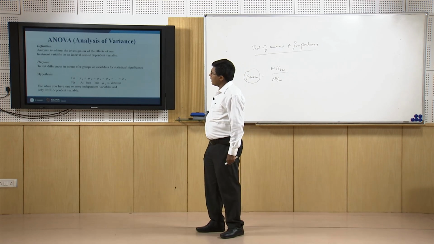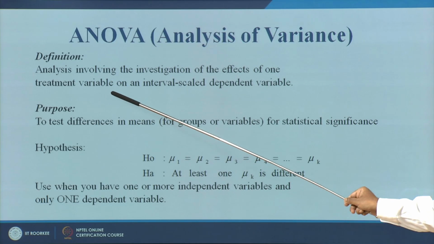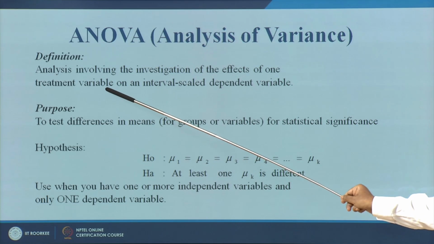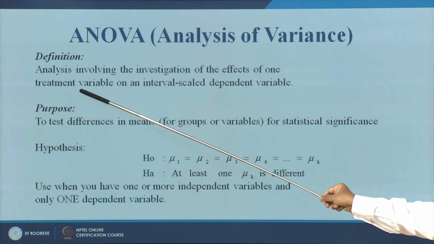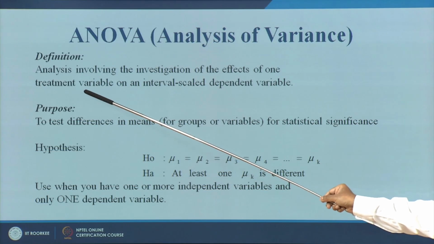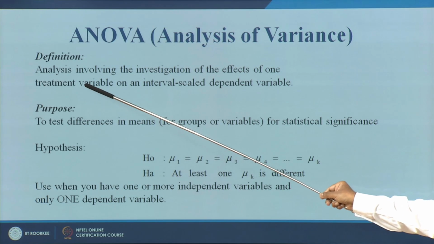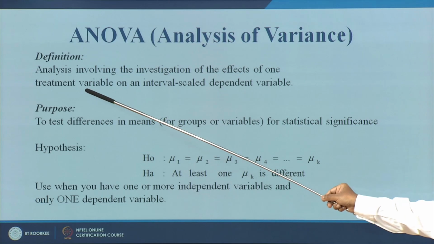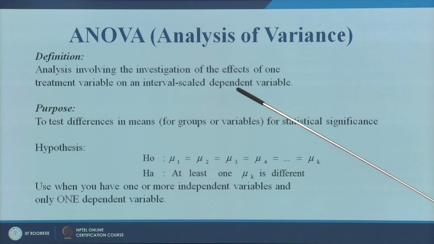So, what is the definition saying? It says analysis of variance basically involves investigating the effects of one treatment variable. This is why I said that it is used in any kind of experimental study. There is a treatment variable. For example, on an agricultural farm, suppose you are giving fertilizers. The type of fertilizer could be the treatment, on an interval scaled dependent variable.